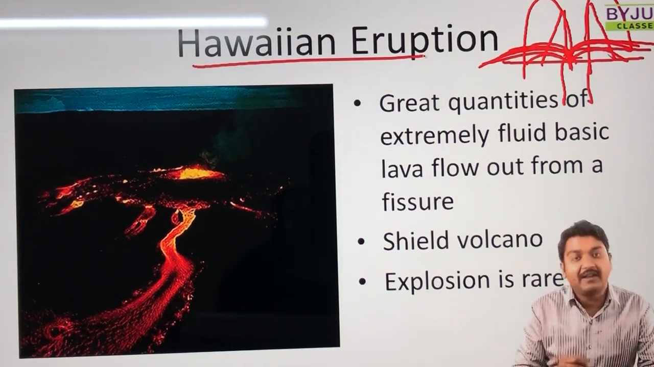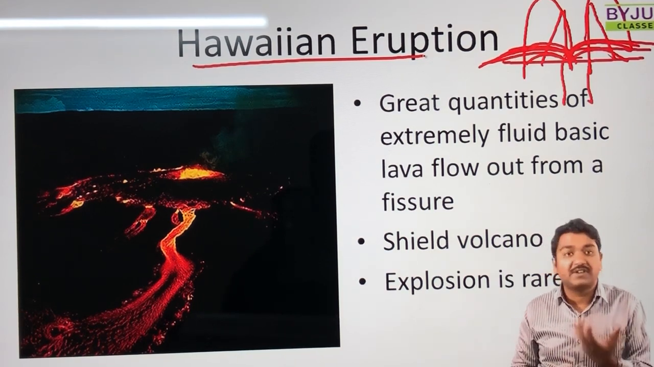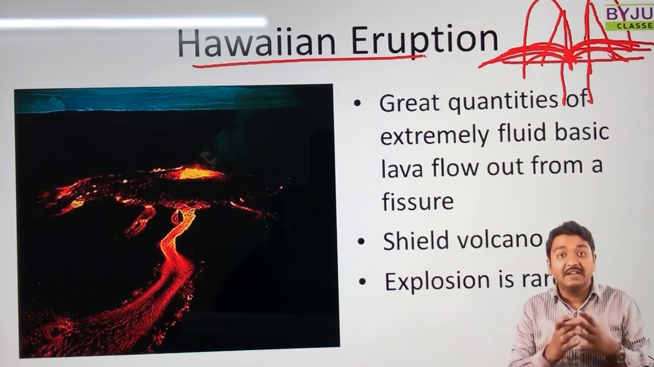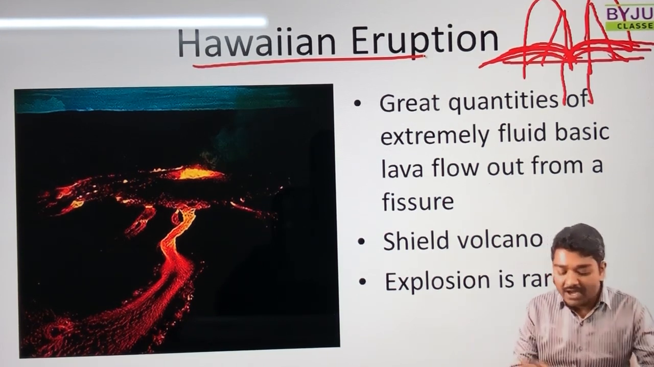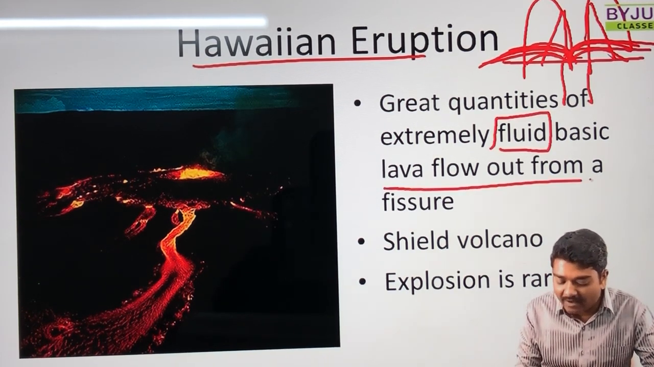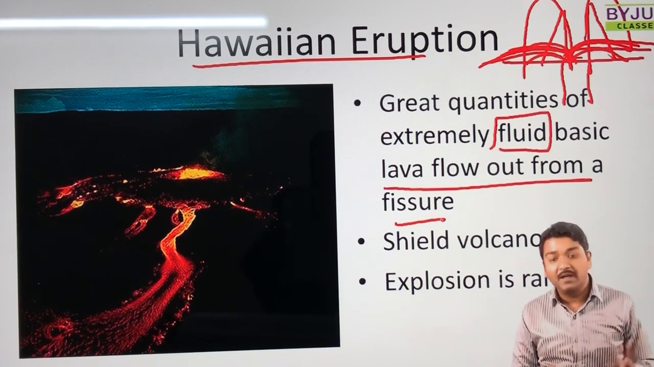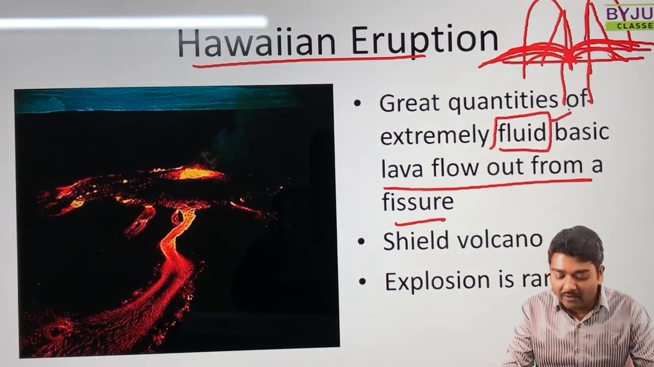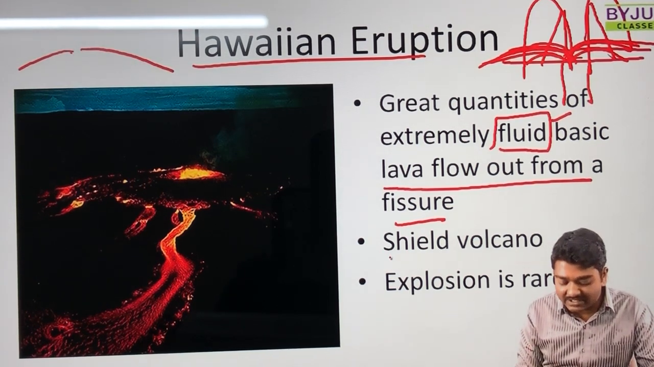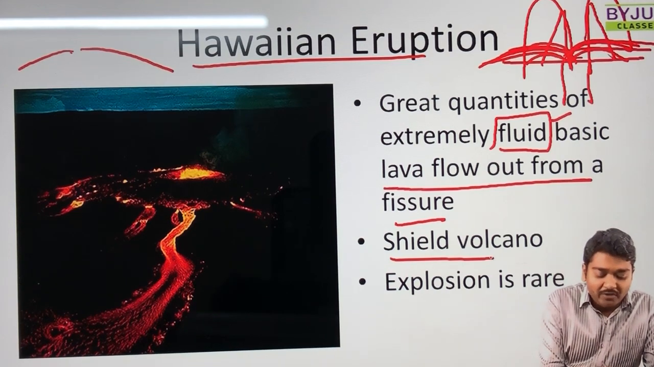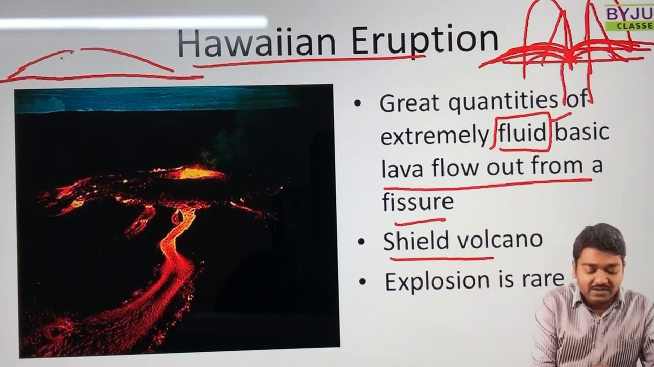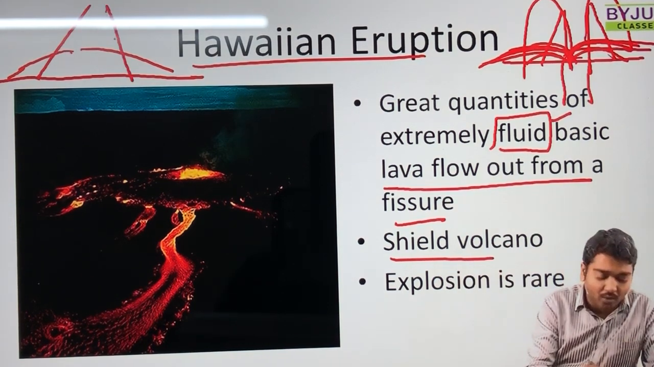If you see this Hawaiian eruption, which is actually observed, this is the first type, Hawaiian eruption, because of the Hawaiian Islands, the eruption is seen near that. In this, you actually see great quantities of extremely fluid, basic lava flow out from the fissure. What does it mean? That is a fluid. When I say fluid, I told it is spread. So you usually see that there is a shield volcano. What is shield volcano? If you have crust, it is actually spreading across to form a shield. It is usually shield volcano rather than a cone.